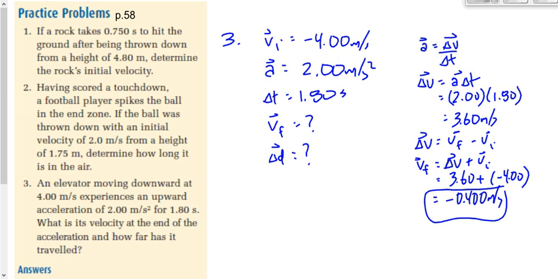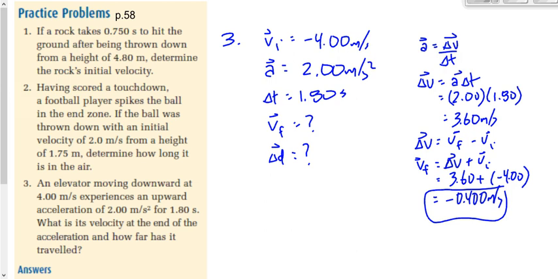Should make some sense to us, right? We're traveling at 4 downward, and then we accelerate upward with a positive acceleration. How fast are we moving at the end of it? Well, still downward, but slower because it's an upward acceleration. Make sense?